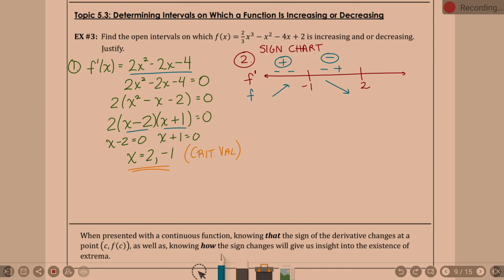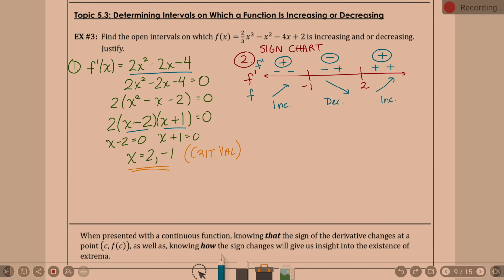Put in something bigger than 2. 3. 3 minus 2 is 1. 3 plus 1 is 4. Positive and positive, which is a positive. Increasing again. My graph is increasing. So the idea here: increasing, decreasing, increasing, because these are positive, negative, positive. Does that make sense? Okay.